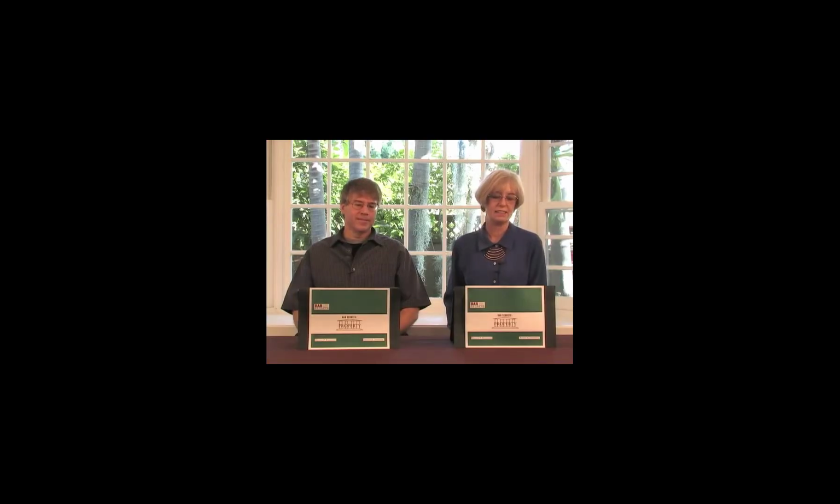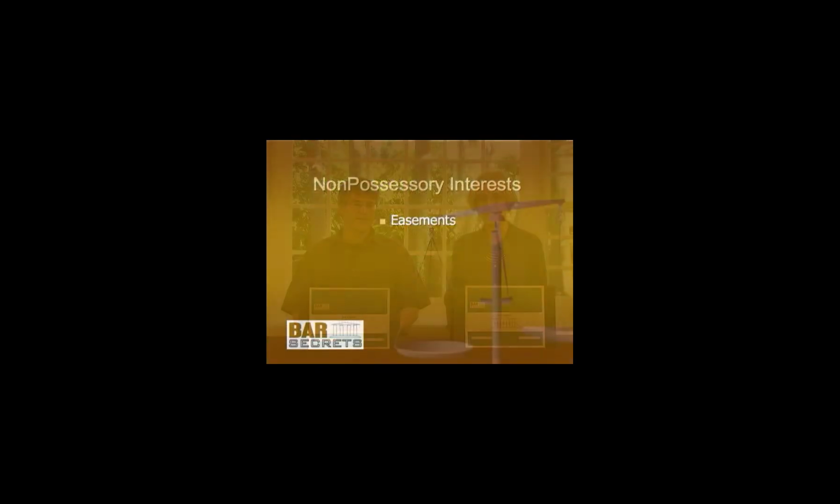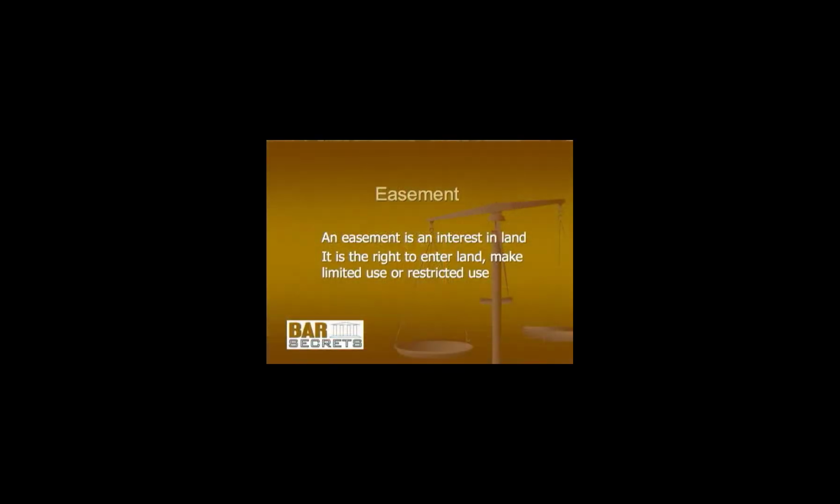Okay, we're at item 6 on level 1, non-possessory interests, and there are 3 kinds: easements, licenses, and profits. Easements is by far the biggest subject. So let's talk about easements first. An easement is an interest in land. It's the right to enter land and to make limited use, or to restrict use. If you're making limited use, that's called an affirmative easement. If you're restricting use, that's a negative easement.